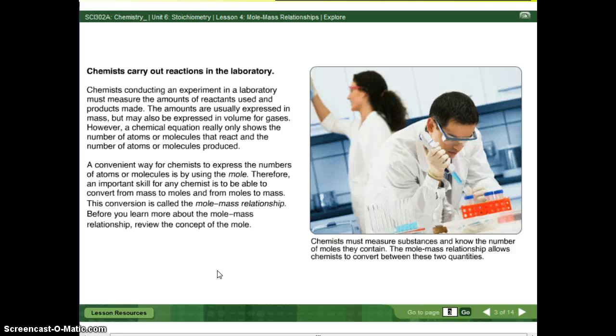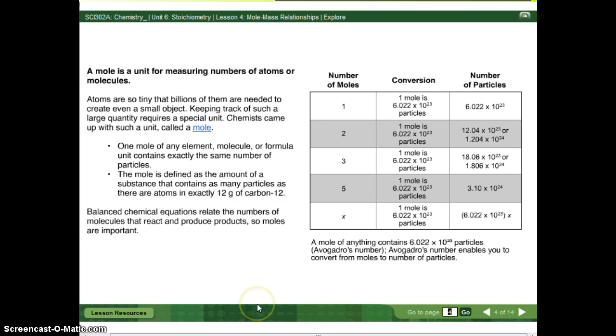Before you learn about the mole-mass relationship, review the concept of the mole. And under the picture, chemists must measure substances and know the number of moles they contain. The mole-mass relationship allows chemists to convert between these two quantities. A mole is a unit for measuring numbers of atoms or molecules. Atoms are so tiny that billions of them are needed to create even a small object. Keeping track of such a large quantity requires a special unit. Chemists came up with such a unit called a mole.